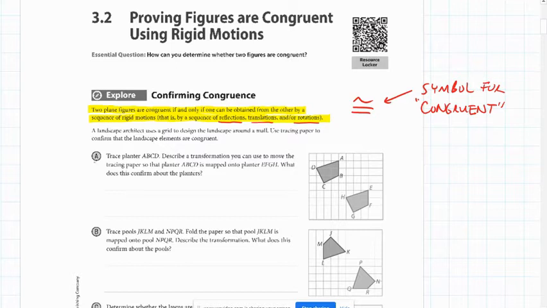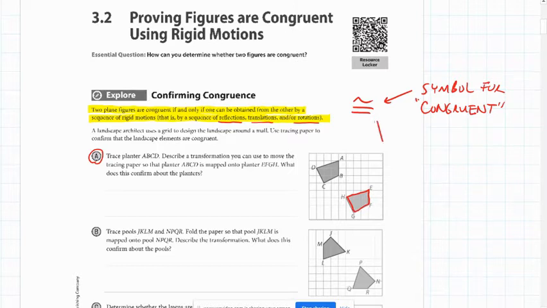So we see in example A, if you have some tracing paper, maybe some wax paper, you could actually do this in your book. If you trace over figure ABCD, we can see that all we have to do is slide that, and it fits exactly on top of EFGH. And so those two figures are congruent.